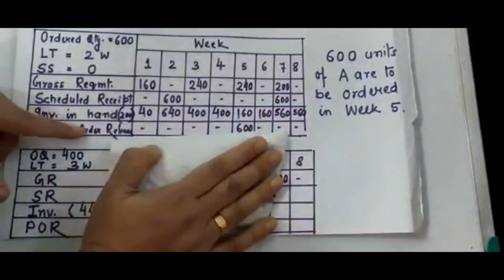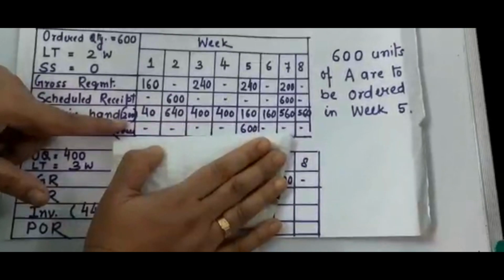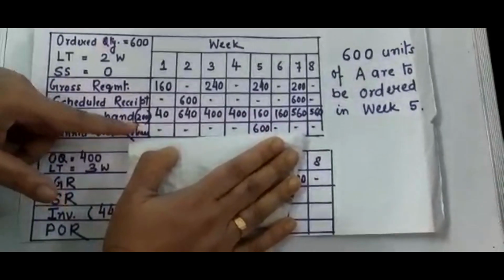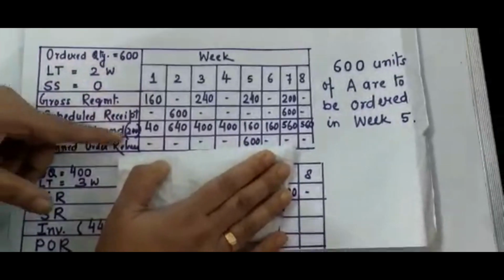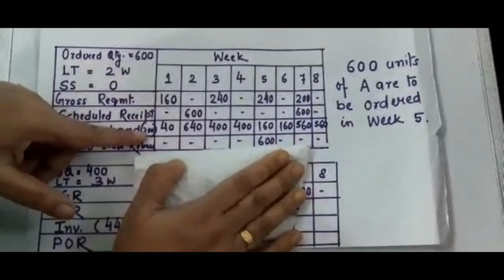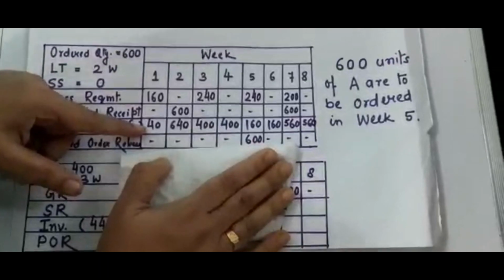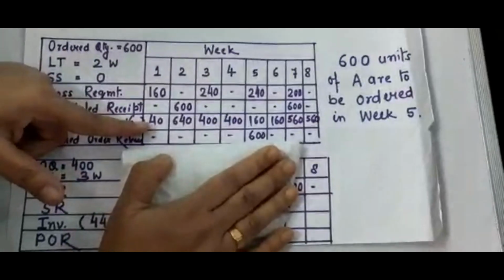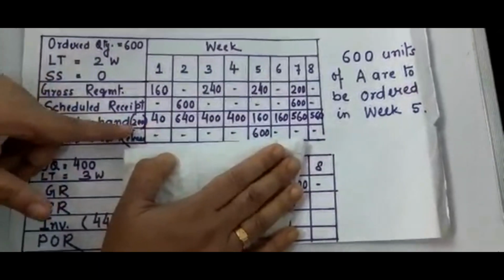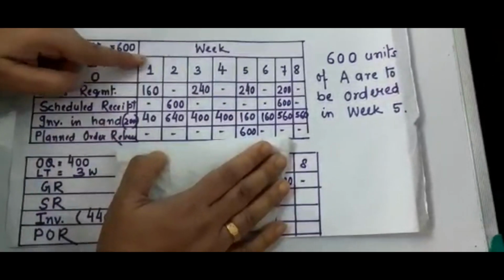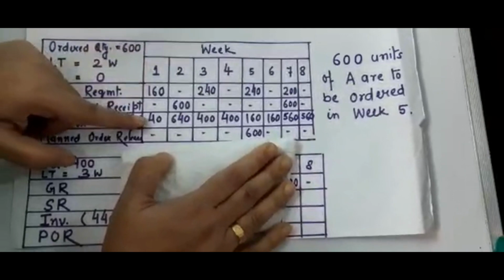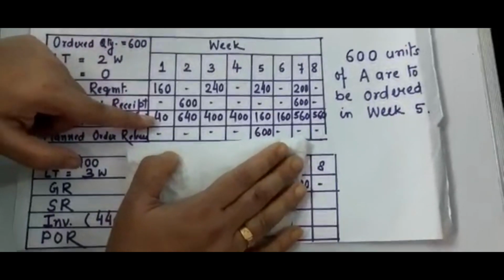Now inventory in hand is 200 units for the component A. So in the 1st week my requirement was 160. Inventory in hand before the 1st week was 200. So at the end of the 1st week, I am having an inventory of 40 units. I hope this is clear. I repeat, 200 inventory I was holding. 160 was the requirement in the 1st week. So at the end of 1st week, I am holding an inventory of 40 units.